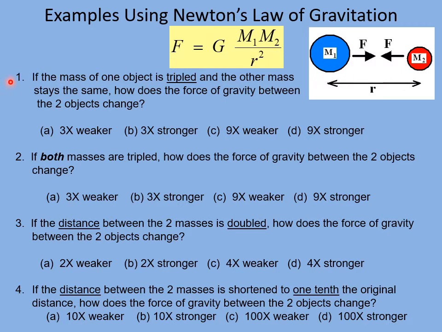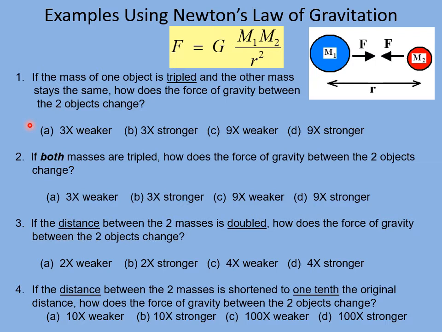So the first question is, if the mass of one object is tripled and the other mass stays the same, how does the force of gravity between the two objects change? You might want to pause the video right now and think about basically what would happen if you made one of these objects 3 times more massive than it is. How would that affect the gravitational attraction between the two objects? So maybe pause the video right now and think about which of these 4 answers is correct.